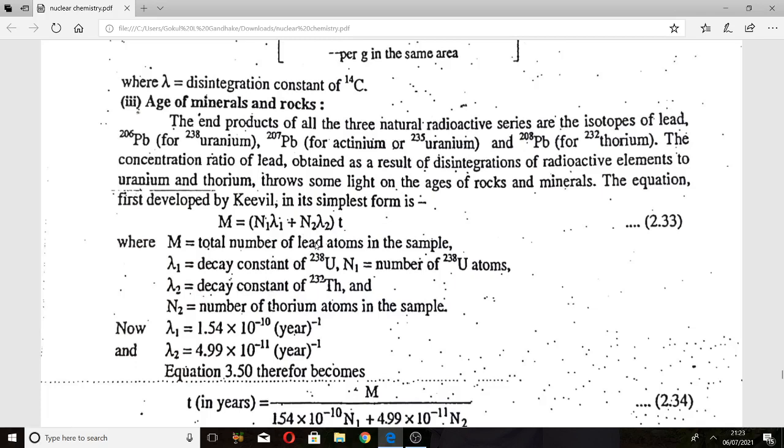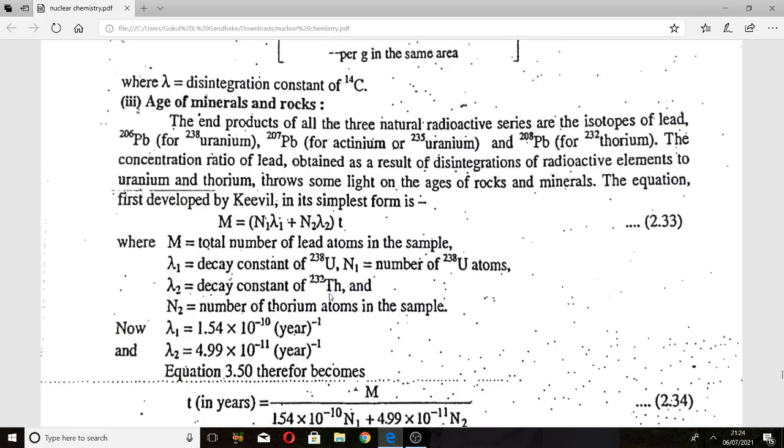In this equation, m represents the total number of lead atoms in the sample. Lambda 1 is the decay constant of uranium 238, and N1 is the number of uranium 238 atoms present. Lambda 2 is the decay constant of another series, thorium 232, and N2 is the number of thorium atoms in the sample.